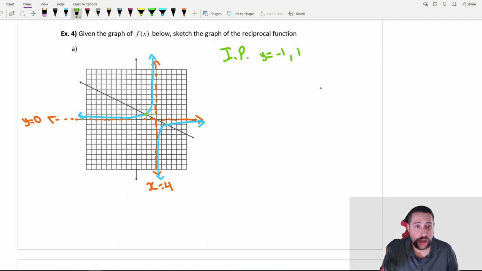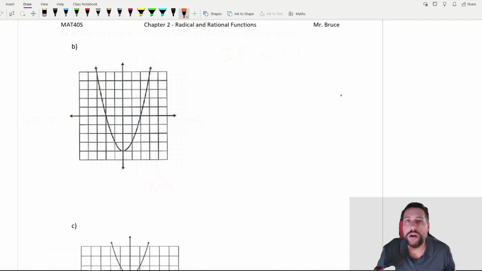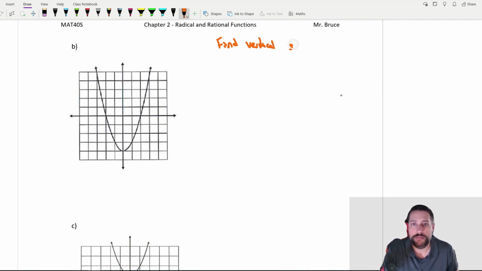Again, what we need to do is figure out where it crosses the x-axis. That's our vertical asymptote. Then we need to figure out if the graph has been moved up or down. Since this particular graph is a linear graph, it hasn't been moved up or down. Even if it has, our horizontal asymptote will still be at y equals 0. That is how you would do example 4a. Moving on to example B. Again, what we need to do first is find the asymptotes. So we're going to find the vertical asymptotes.